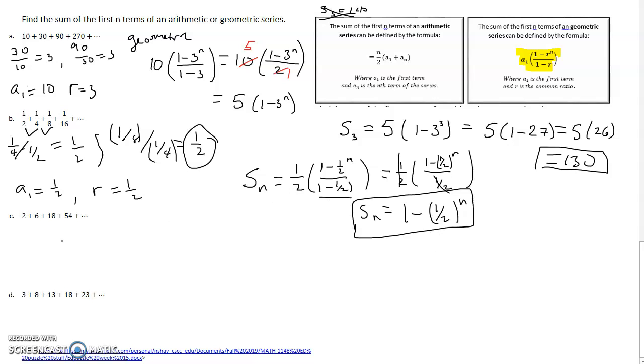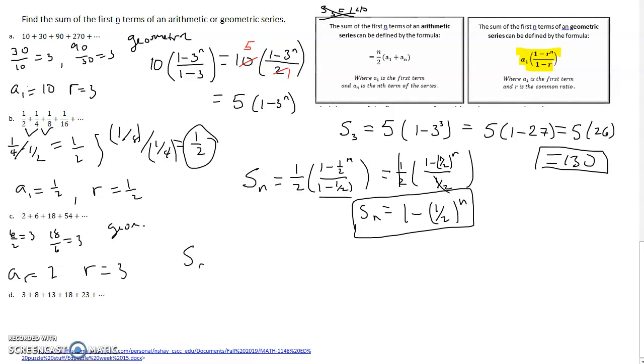All right, part C. Let's check for arithmetic sequence. 6 minus 2 is 4, and then 18 minus 6 is not 4. So we know this is not an arithmetic sequence. Let's check for geometric. 6 divided by 2 is equal to 3. 18 divided by 6 is also equal to 3. So we know this is a geometric series. Our first term in the series is 2. And what is the common ratio? It's 3, right?